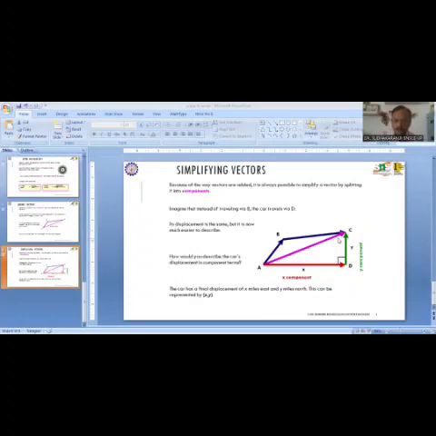Now, this position of C can be represented by x comma y coordinates. That is, for example, x can be equal to 5 meters and y can be equal to 3 meters. So the position of the C vector can be represented by the x and y coordinates. In this way, it is possible to simplify the vectors also. Thank you.